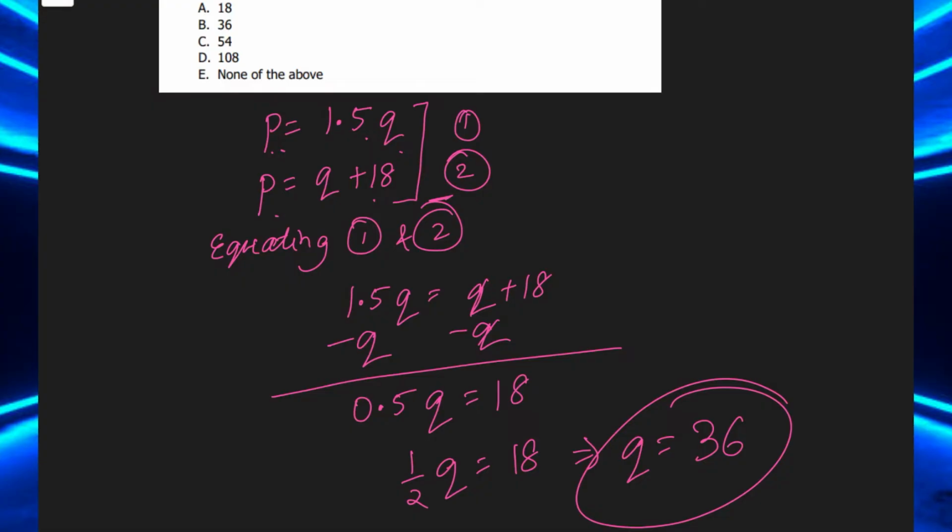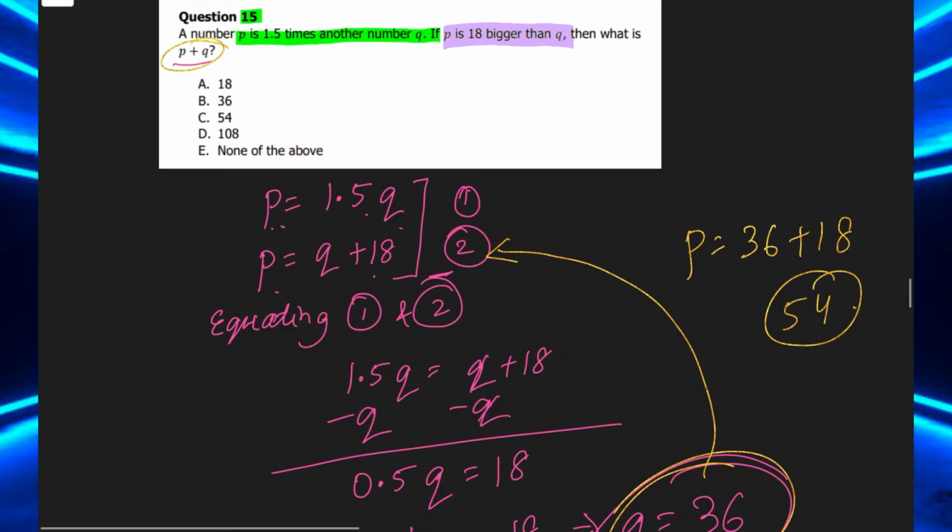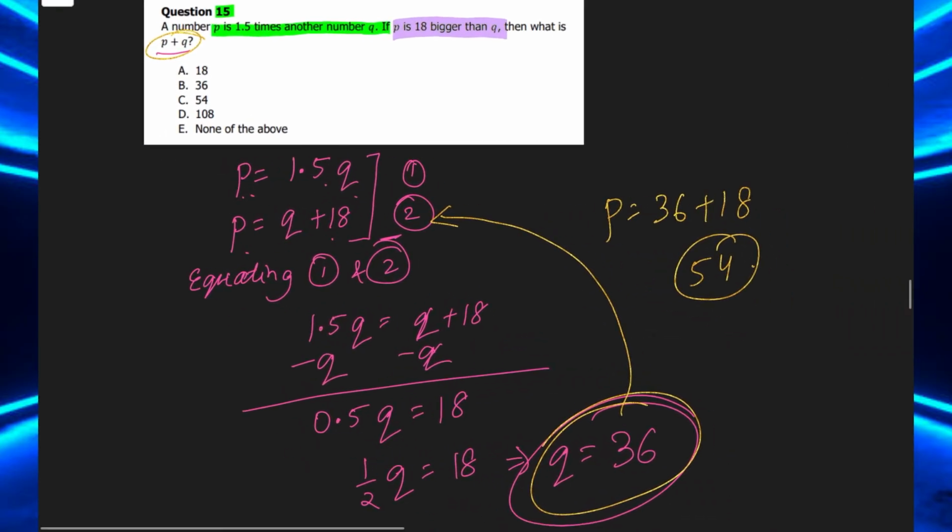Now, if we know Q is 36, substituting this in equation number 2, we get P equals 36 plus 18, which is 54. Now, they asked us what is the value of P plus Q. So, P plus Q is 54 plus 36, which is 90.